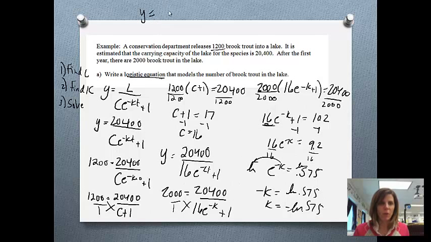I've got y equals 20,400 over 16e to the, and notice that this says negative k, so since k is already negative, this will actually be a positive ln 0.575 t, plus 1. So that is my logistic equation.